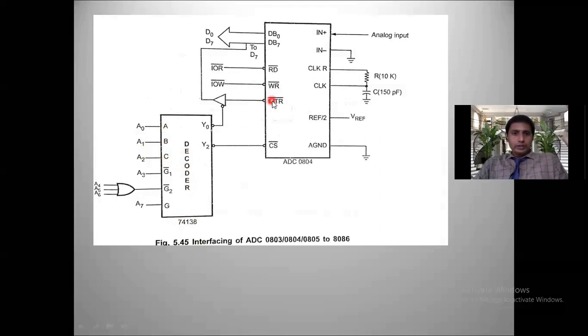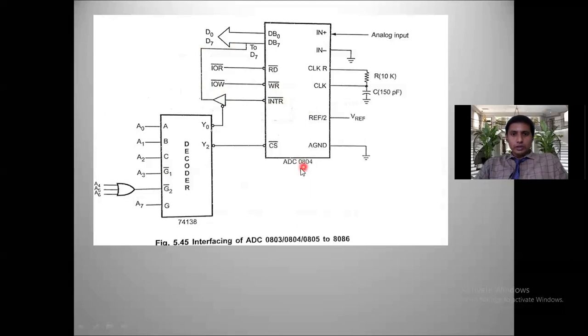Now let us see the data lines. The ADC has 8 data lines, and these 8 data lines are connected to the lower byte of the processor data bus. Read bar is connected to IO read bar, write bar is connected to IO write bar, and INTR bar is connected to the lower byte of the processor. The important role here is played by INTR bar.